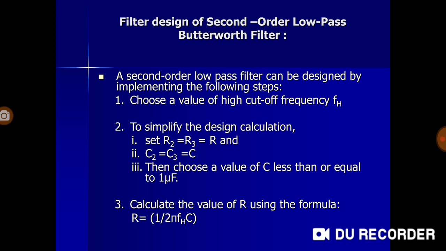Now you choose the value of C, which should be less than or equal to 1 microfarad as usual, and then finally you obtain the value of R. The only thing you have to take care of is that we have to put in these resistances and capacitances twice. Two sections have to be put in. Since they are of the same value, we need just two.